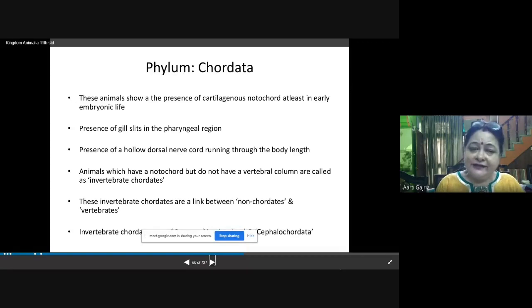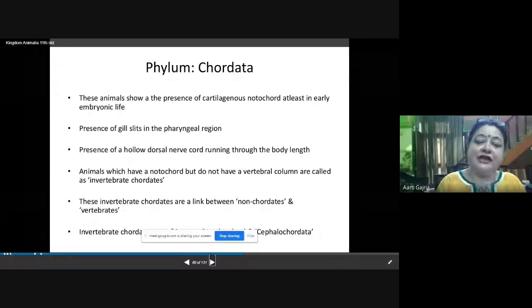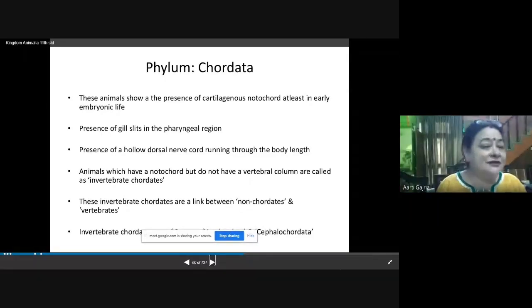The second characteristic feature of phylum chordata is presence of gill slits in the pharyngeal region. So this is another peculiar character of phylum chordata. Then there is the presence of a hollow dorsal nerve cord also. The hollow dorsal nerve cord runs through the body length. So this is the third peculiar feature of phylum chordata.